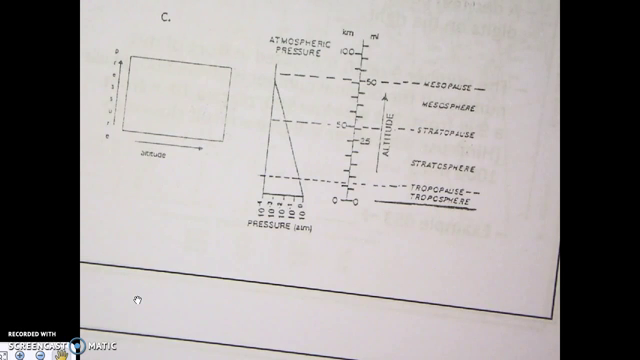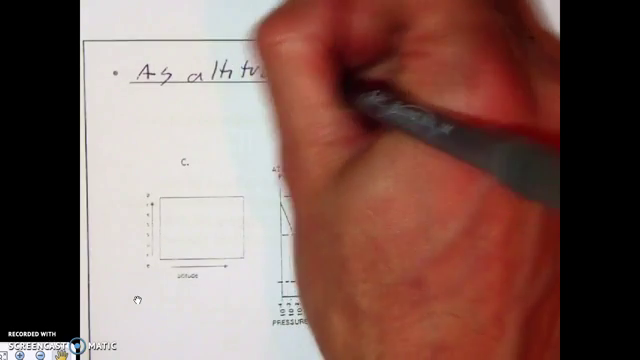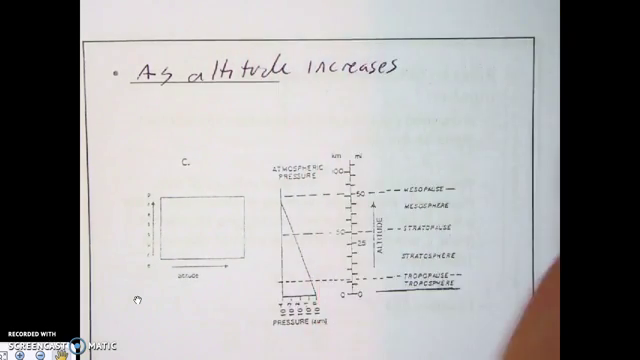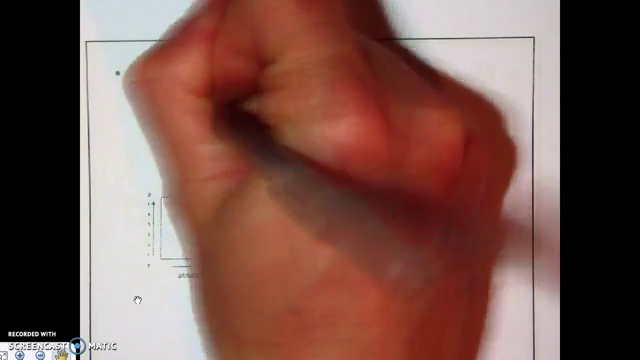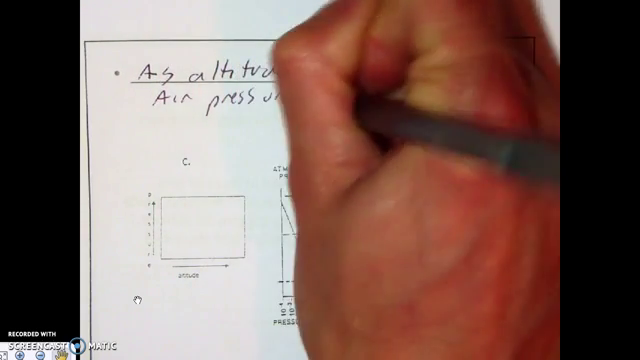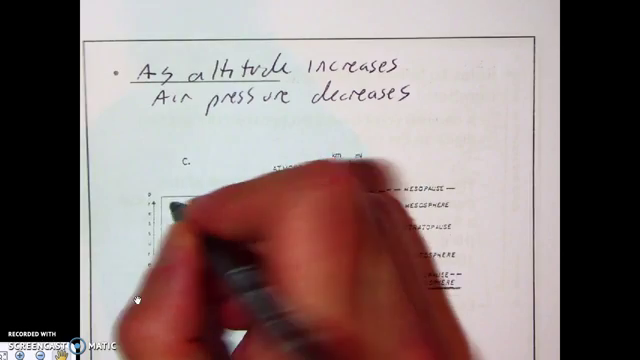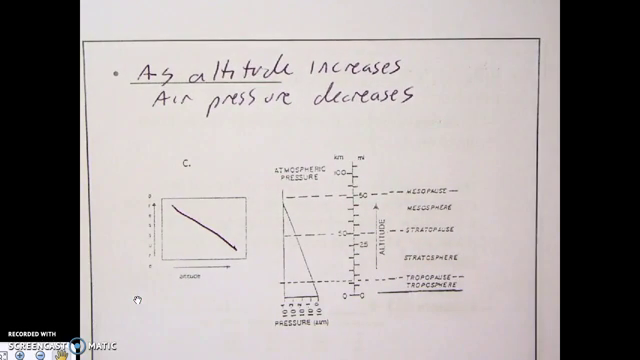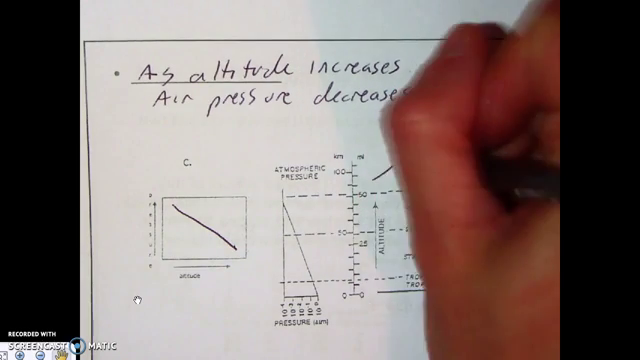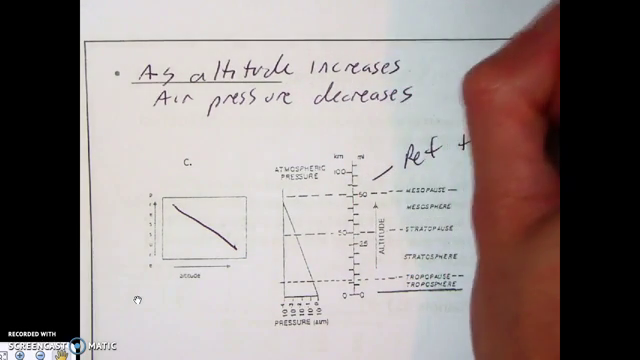Okay, so with this last relationship, we could say as altitude increases, air pressure decreases. Which means that our graph in this case is going to go in this direction. And you have a chart like this in your reference table that you should be familiar with.